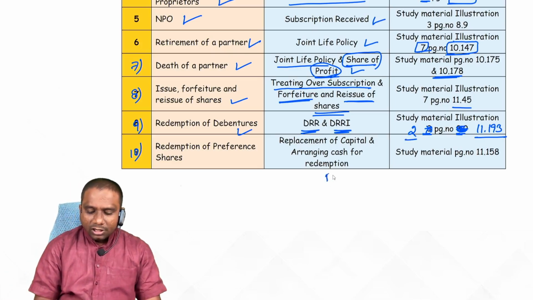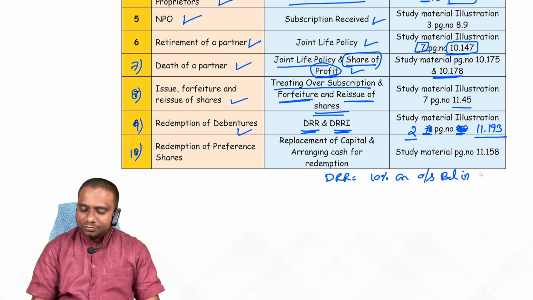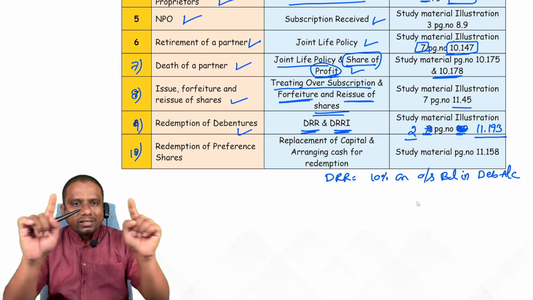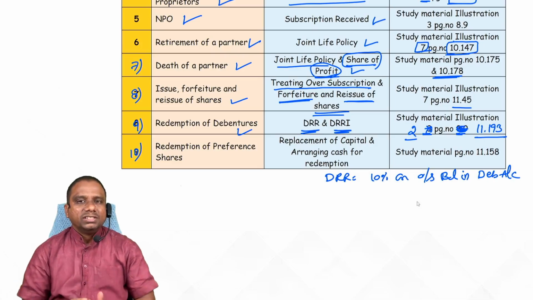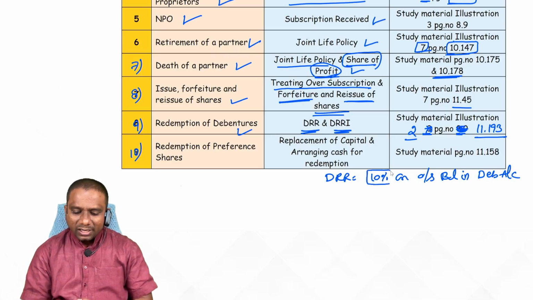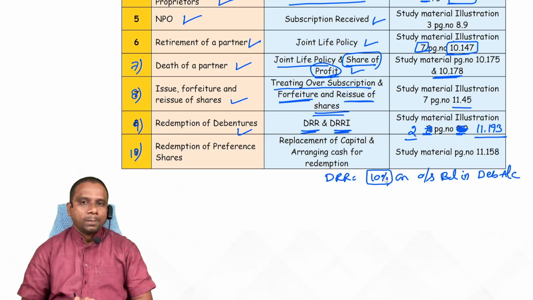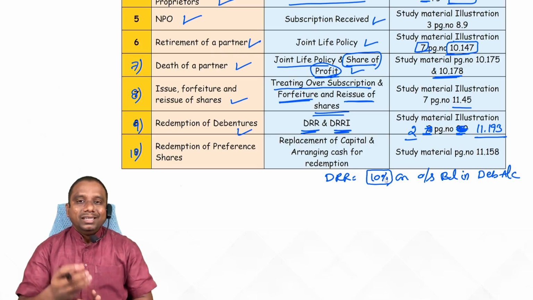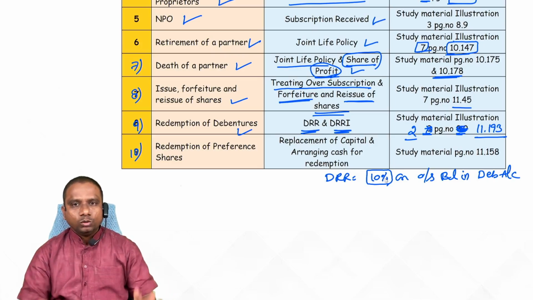First, DRR is created at 10% on the outstanding balance in the debenture account, students. So first look at the debenture account. See the credit balance, how much balance we have in the debenture account. On that, try to maintain every time 10% DRR, debenture redemption reserve. DRR can be created at any time, but before the redemption. So this condition you have to see.